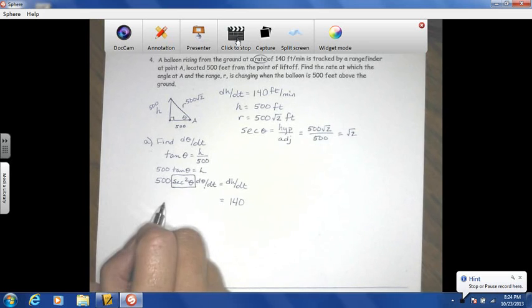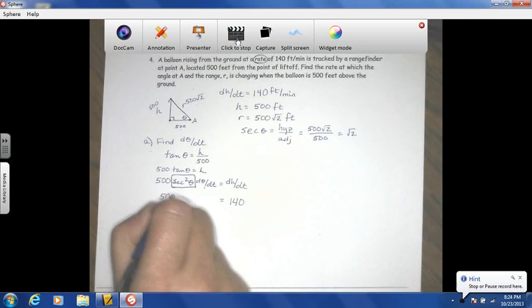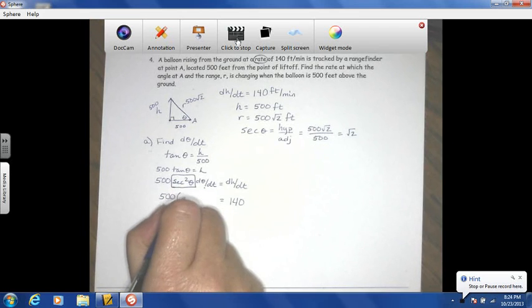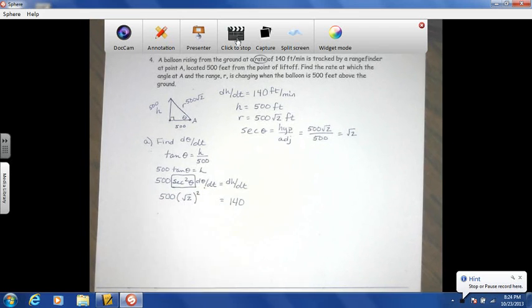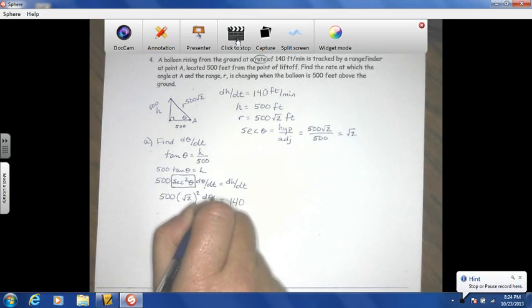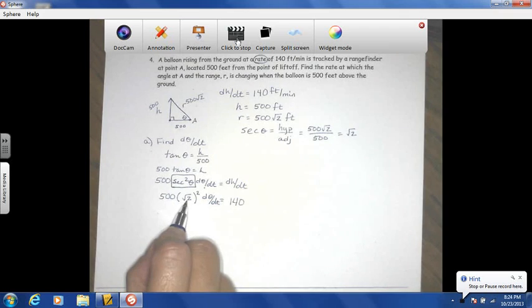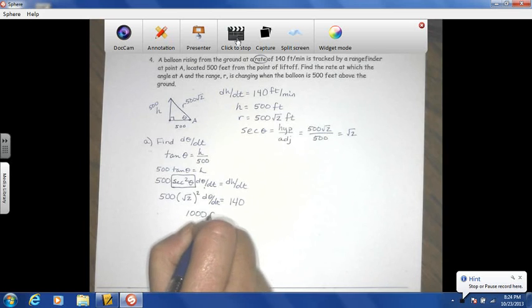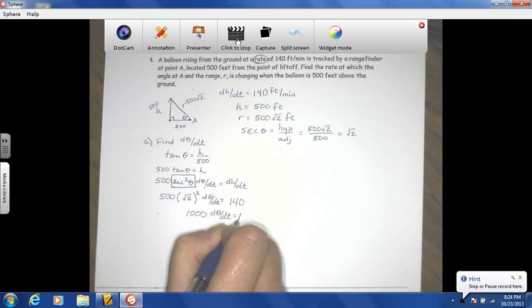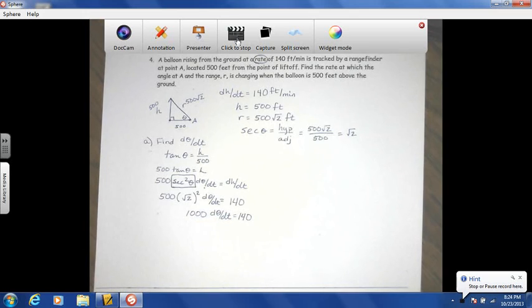So now let's come back down here. We have 500 times the secant value, which is the square root of 2, squared, times d theta dt. Now, the square root of 2 squared is 2. 2 times 500 is 1,000. And then we can divide to solve for d theta dt. So d theta dt is 140 divided by 1,000, and that reduces to 7/50.